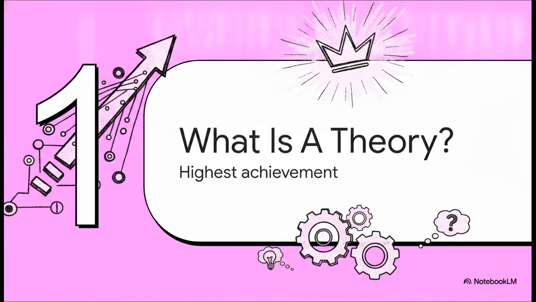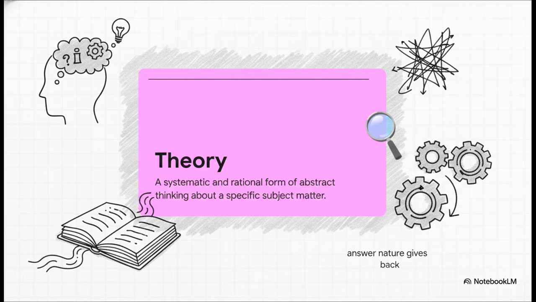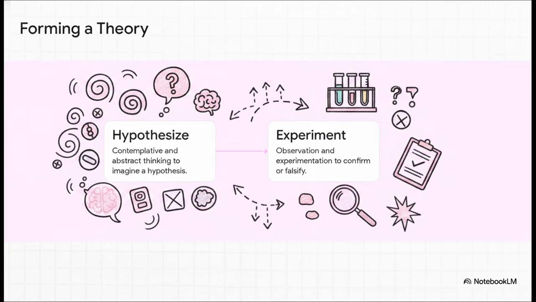So, Section 1, what is a theory? We're defining the absolute highest achievement in research. Now, a theory is basically a systematic, highly rational form of abstract thinking about a specific subject. I love to think of it as the answer nature gives back when we ask her the right questions. The crucial point here: a theory isn't just some random guess or a gut feeling. It is structured, ordered knowledge that's been accepted by a body of experts, but only after some seriously rigorous critical assessment.